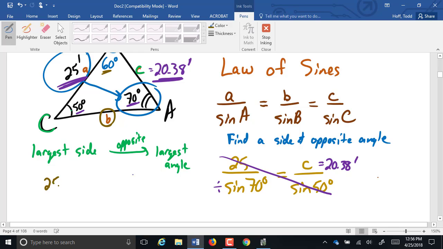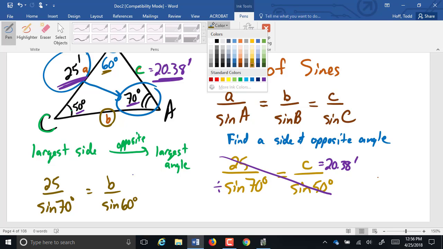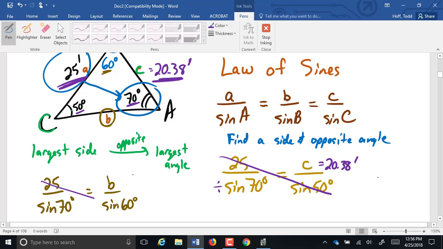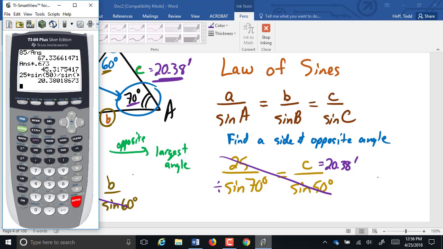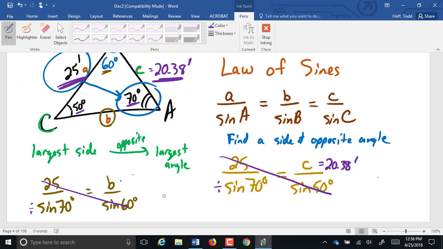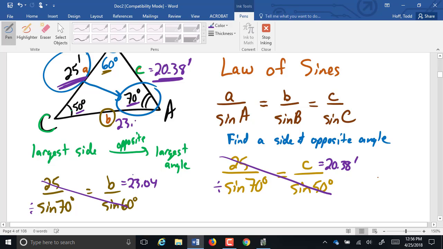So we're going to go back to that 25 over the sine of 70. Now it'll be B over the sine of 60 degrees. And we'll cross multiply and divide. So 25 times sine 60, make sure you close the parentheses, divided by sine of 70. 23.04. And sure enough, it does come in between those two lengths.